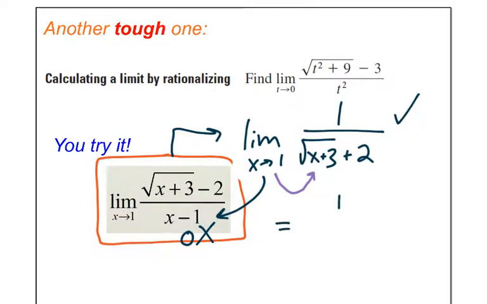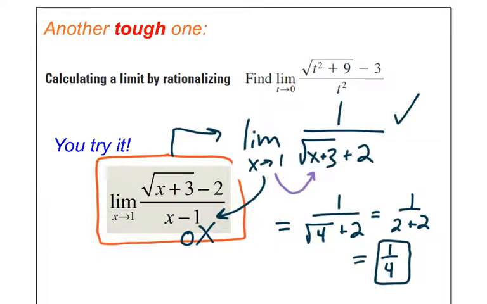I should get 1 on top, and then if x is 1 on the bottom, I get the square root of 1 plus 3, plus 2. Square root of 4 is 2, plus 2. And there you go. It's a really complicated problem, folks.